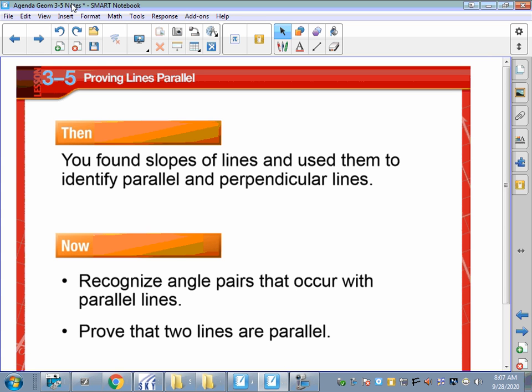So you have found slopes of lines. You've used them to identify parallel and perpendicular lines. This falls into the parallel part of things. This also goes back to our angle pairs, so alternate interiors, all of those. And we are actually proving that lines are parallel. So we're saying, okay, we've got these angles, so that means the lines are parallel. Back in section 3.2, we said, well, if the lines are parallel, then these things must be true. So it's kind of just a backwards 3.2.